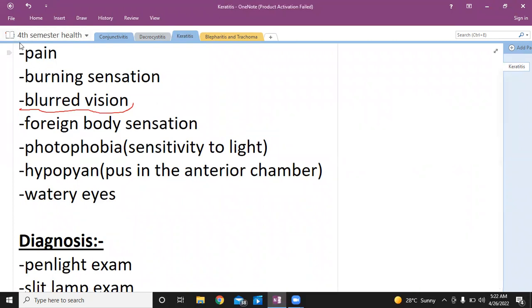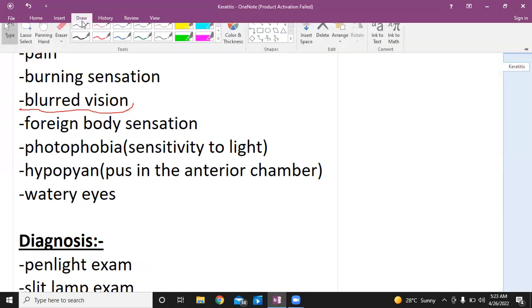So these are very typical signs and symptoms: pain, blurred sensations, maybe redness, maybe a burning sensation, maybe blurred vision, especially in bacterial conjunctivitis. Okay, there may be foreign body sensation, photophobia, and hypopyon. Now you have to know about this hypopyon.